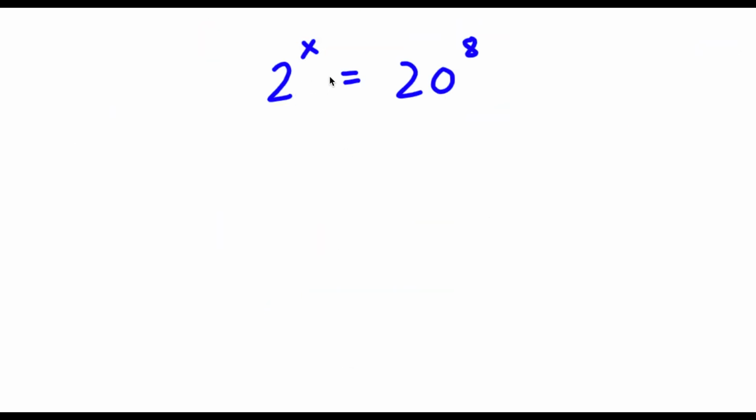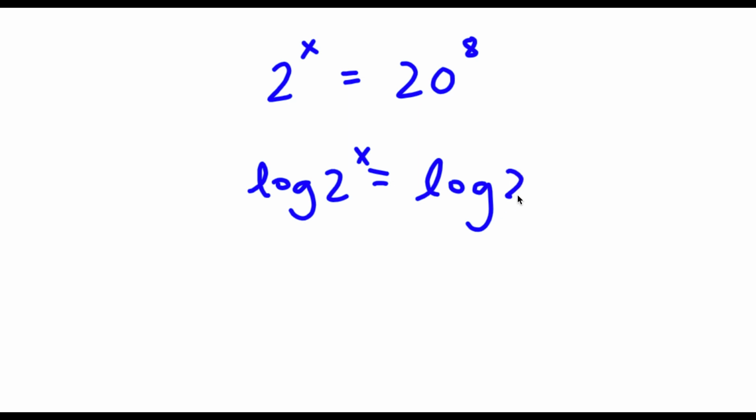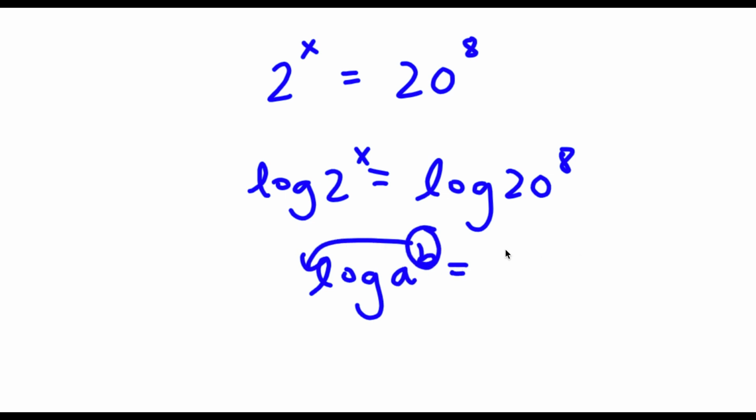Alright, so I have 2 to the power of x is equal to 20 to the power of 8. So now the first thing I'm going to do is I'm going to take the log on both sides. So now I have log 2 to the power of x is equal to log 20 to the power of 8. Now if I have something in the form log a to the power of b, I can simply move this exponent b to the front.